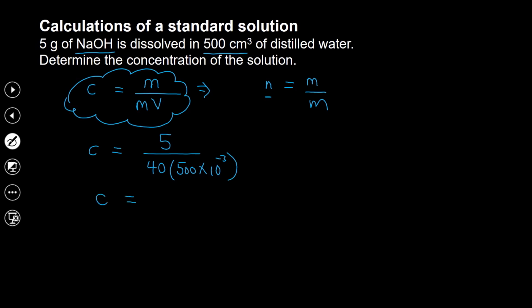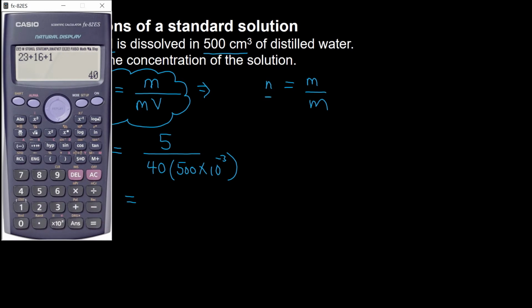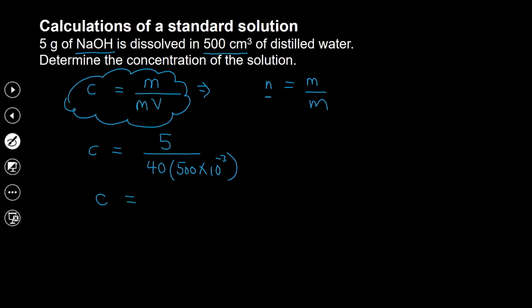Then if we go to our calculator, just to get that value, 5 divided by 40 multiplied by 500 multiplied by 10 exponent negative 3. That's the same as dividing by 1,000. So the concentration of this standard solution is 0.25 moles per cubic decimeter. That's exactly how we determine the concentration of this solution.